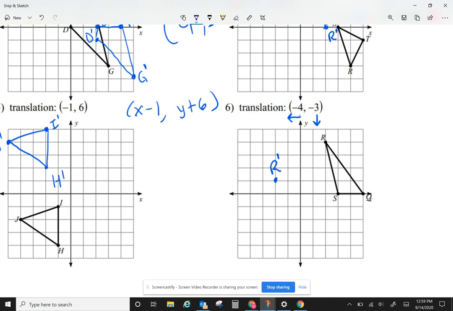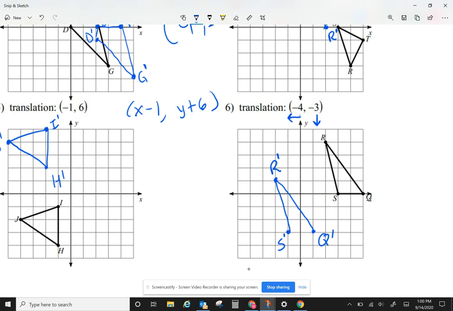Let me take a look at my point S. I'm going to go 4 to the left and 3 down, and that gives me the point S prime. Looking at Q, let me go 4 to the left and 3 down, and that gives me the point Q prime.